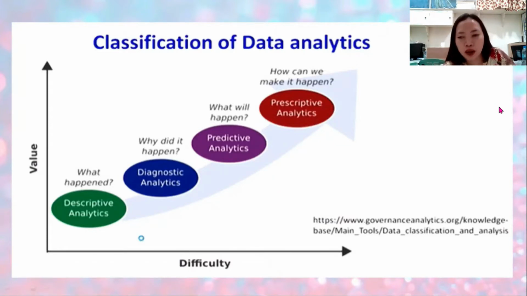This graph is taken from http://governanceanalytics.org, where we have here the context when we tend to look at the level of difficulty. As you can see, we have here descriptive, diagnostic, predictive, and prescriptive. Where in descriptive analytics, we will explain what happened. In diagnostic analytics, we could know why did it happen. And in predictive analytics, what will happen. With prescriptive analytics, how can we make it happen. So based on this graph, we could say that when there is more difficulty, there is more value. So the more difficult it is, the more valuable it will be.